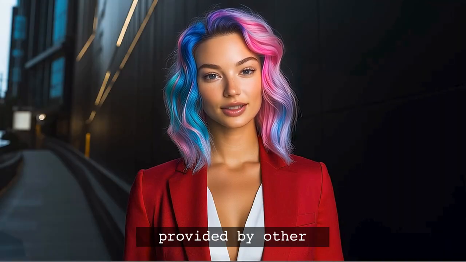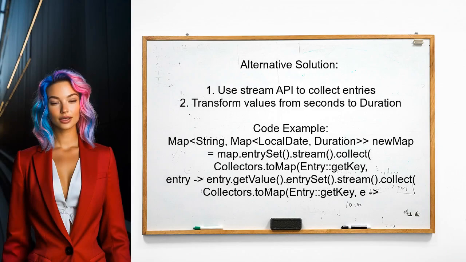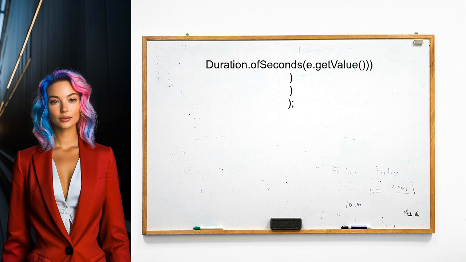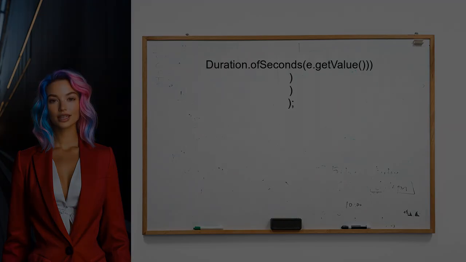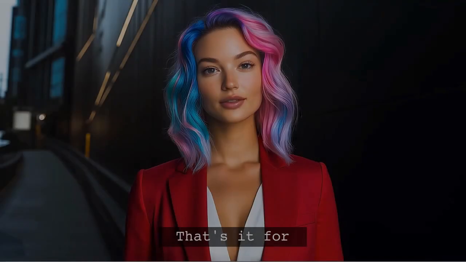Now let's look at the answers provided by other users. Another user offers a streamlined approach to converting the inner map. They suggest using the Stream API to collect entries directly into a new map. This method simplifies the process by transforming each value from seconds to Duration in one step. That's it for that answer.